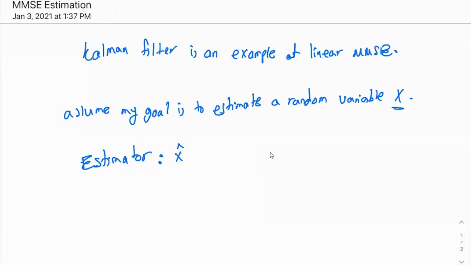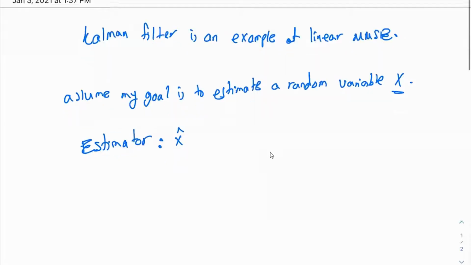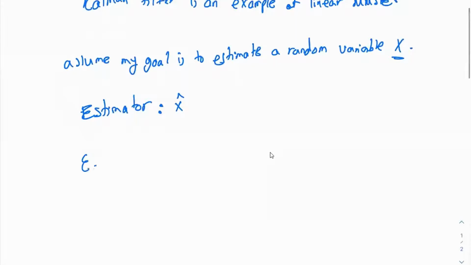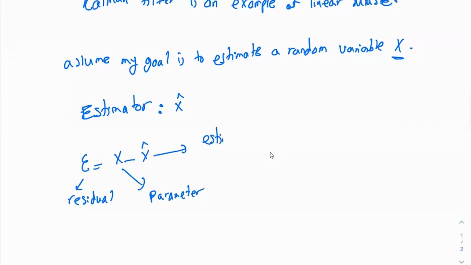Now, in MMSE, we are trying to minimize the expected residual square. What is a residual? Residual is denoted by the symbol epsilon, usually defined as x minus x hat. This is our parameter, what we want to estimate, the true value. And this is our estimator, x hat.